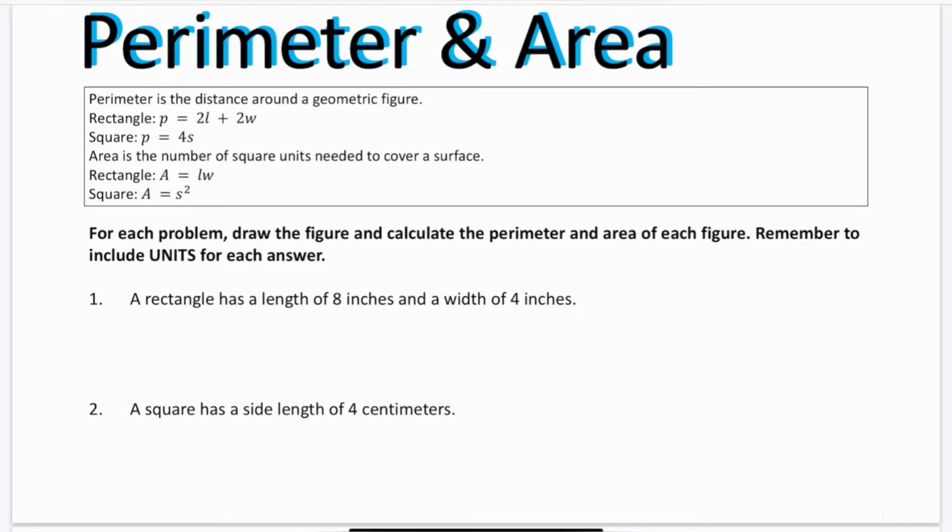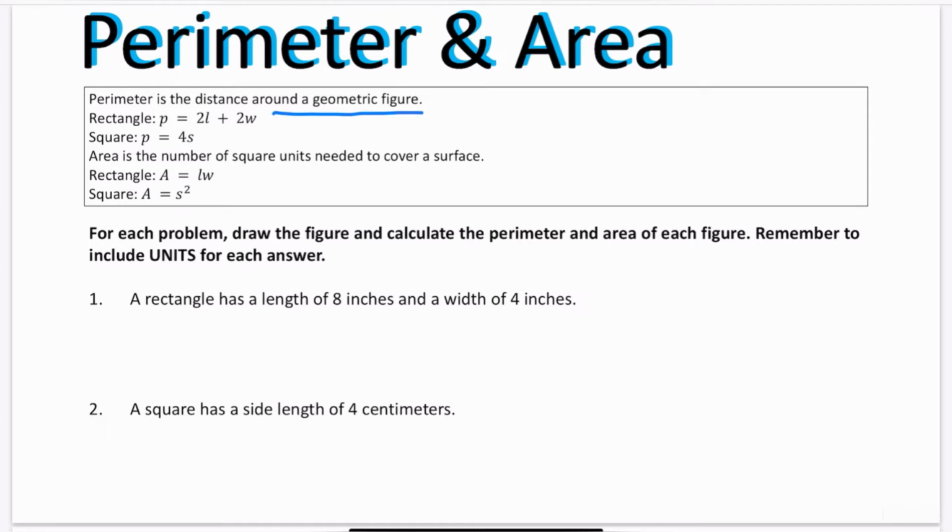Perimeter by definition is the distance around a geometric figure. So in a problem where you're trying to put, let's say, tape around a rectangular window, you would have to find the perimeter. If you're going to put a fence around a house, that would be perimeter.